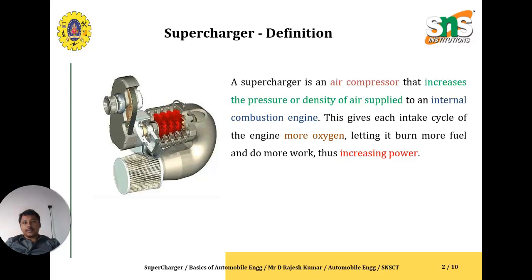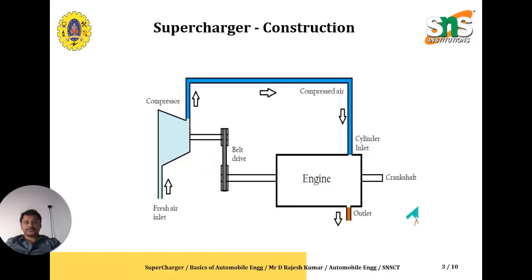Here today we are going to see about the supercharger. Both have the same working principle, whereas here the operating means is an external compressor. That is the main difference. A supercharger is an air compressor that increases the pressure or the density of the air which is supplied into the internal combustion engine. This gives the intake cycle of the engine more oxygen content and burns the fuel more efficiently. That is why the engine's power is increased by means of the supercharger.